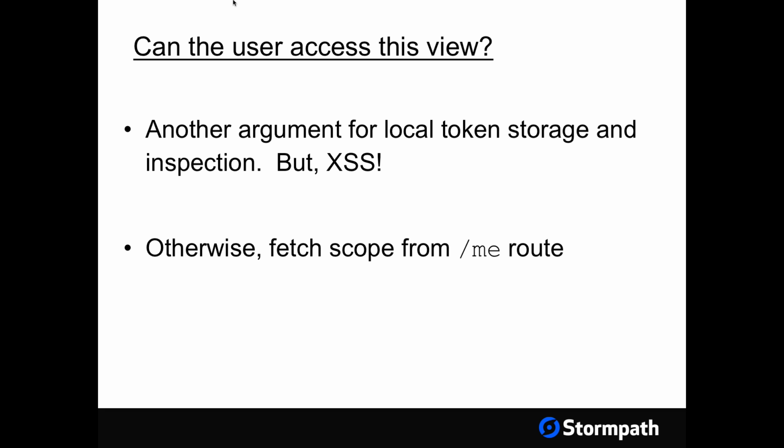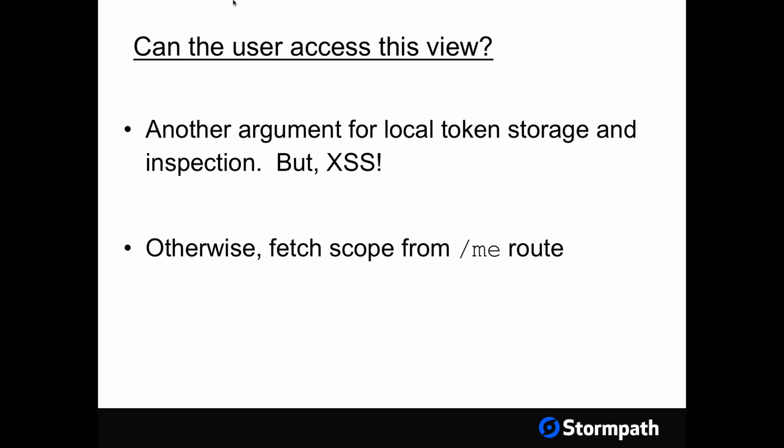Okay, so the authorization concern, can the user access this view? Well, again, there's another cool argument here for storing the token in local storage, because then we could inspect the scope and see, do they have scope XYZ to access this view, so on and so forth. Pretty cool, but again, that's a trade-off you're making security-wise. Otherwise, the information can just exist off the /me route. You just return that representation of the user that has that information.